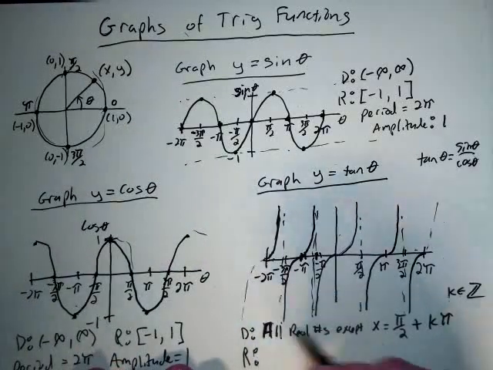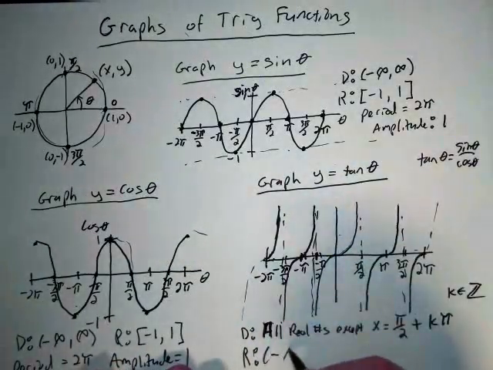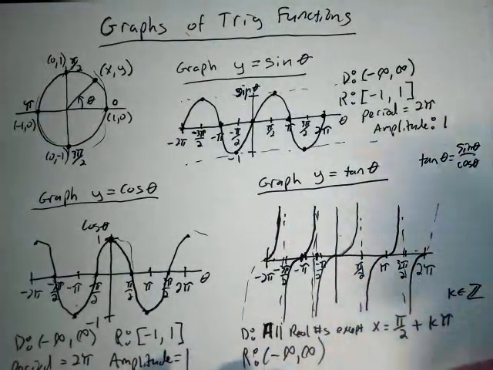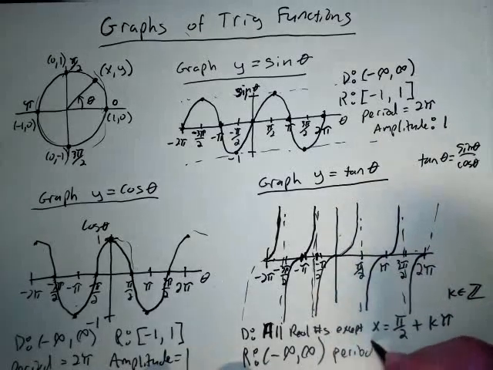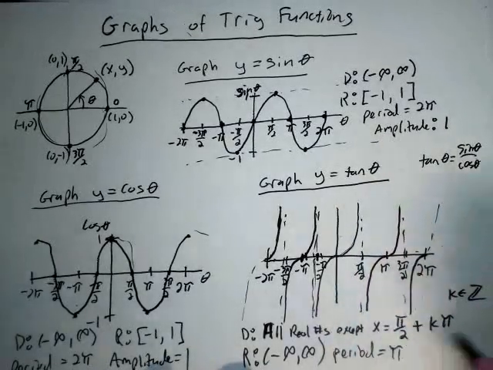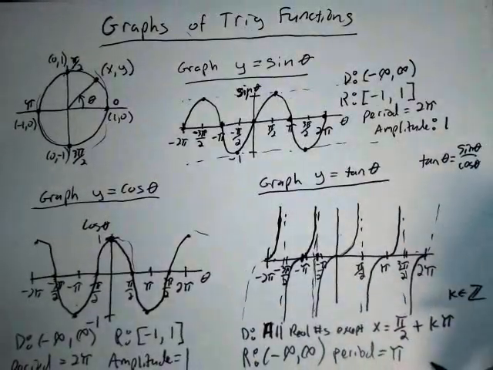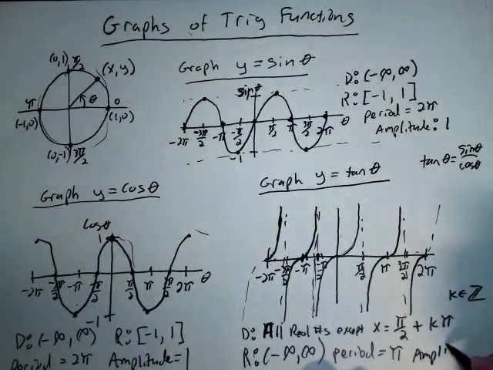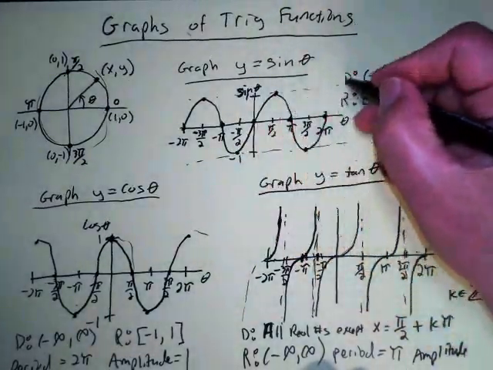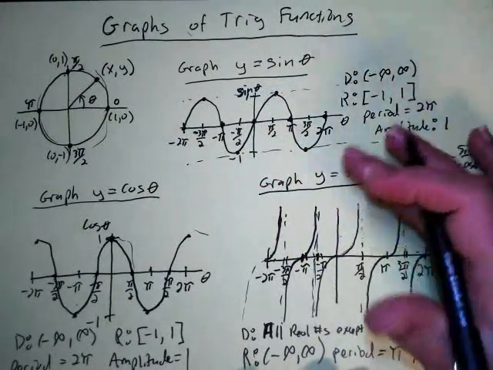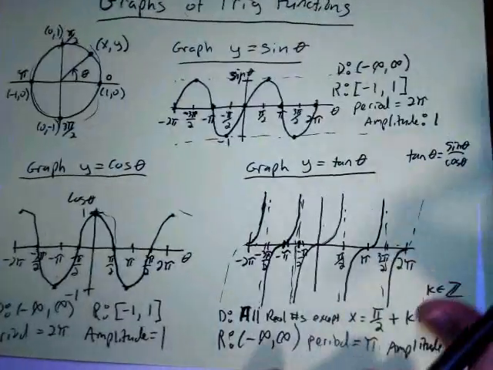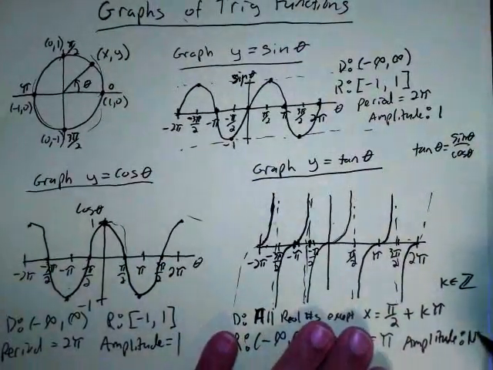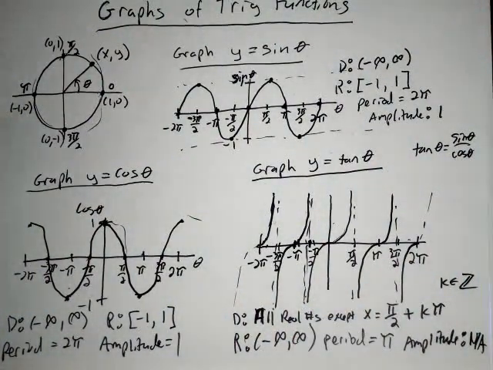The range here, in this case, is all real numbers, negative infinity to infinity. No problem. And it does it over and over again. Okay, the period in this case is just pi. It's going to repeat itself every pi. And then the amplitude is kind of the height of the wave. In this case, you don't have a maximum and a minimum height, so really the amplitude would not apply. And so there you go.